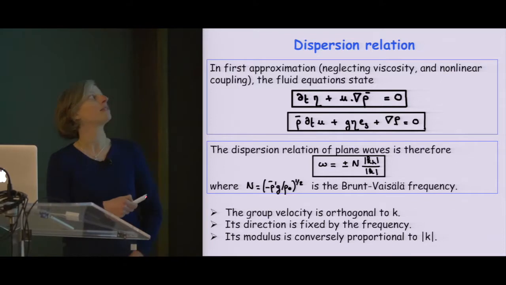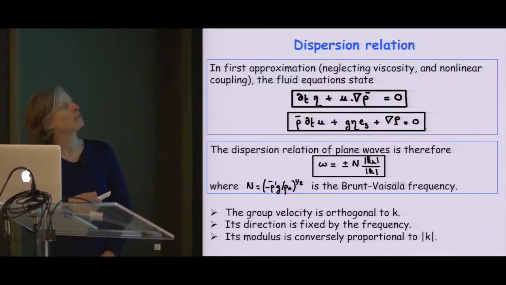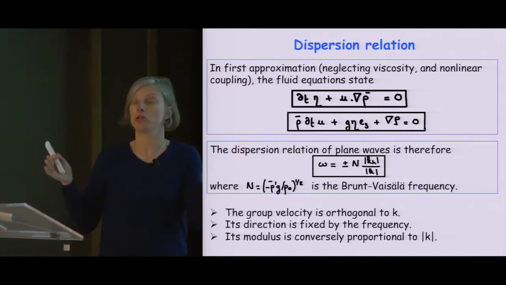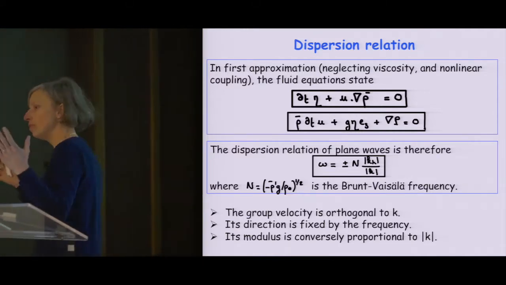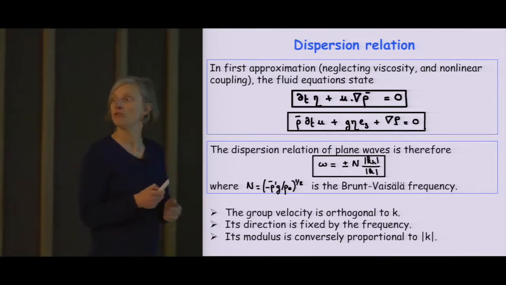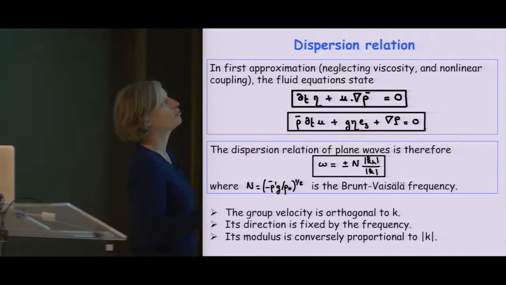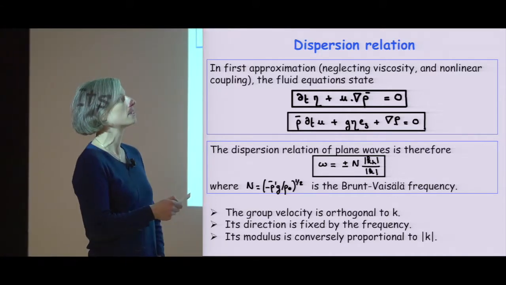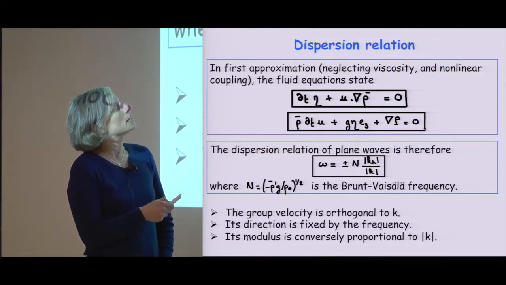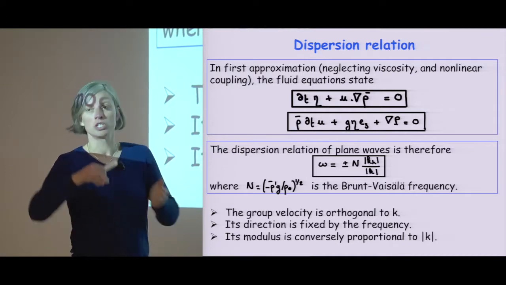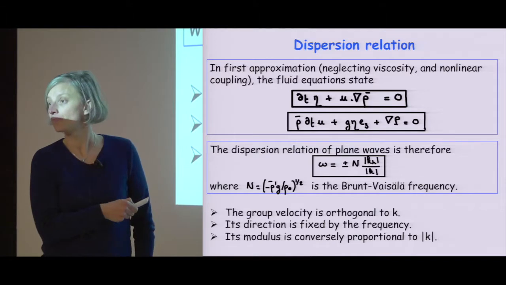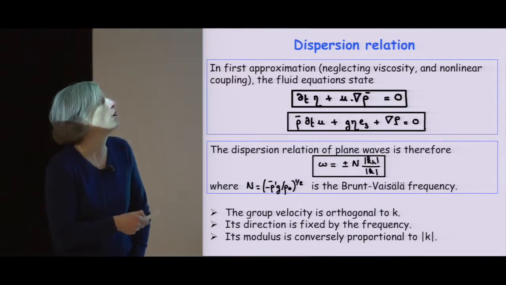And so if you do that and you just plug this and that in this equation here, you will end up with a system of equations. So essentially what you have to do is to diagonalize the matrix, and you obtain that the eigenvalues for this system are plus or minus N, where N is this quantity here that I will discuss a little bit later, times the modulus of k_h, which is just the horizontal part of the wave number, divided by the modulus of k. Okay, so this is just a very simple computation.